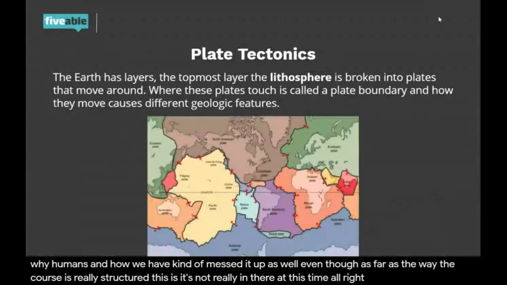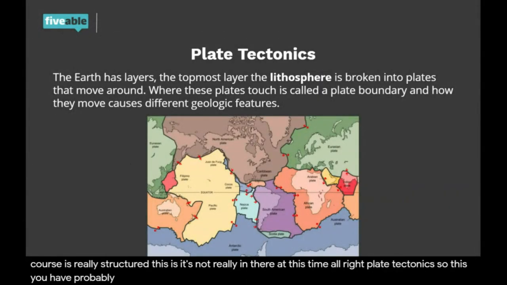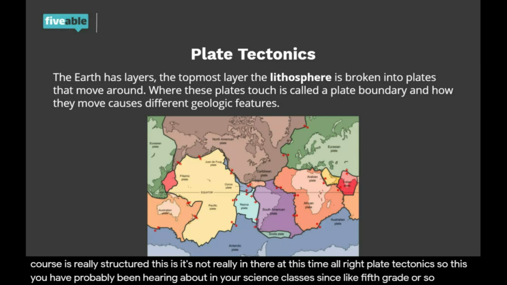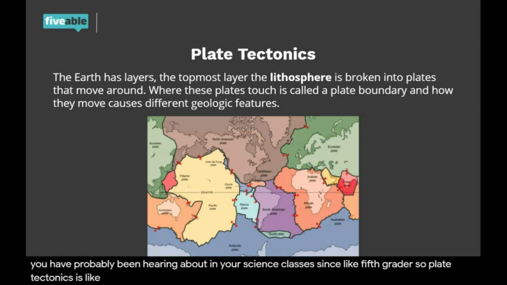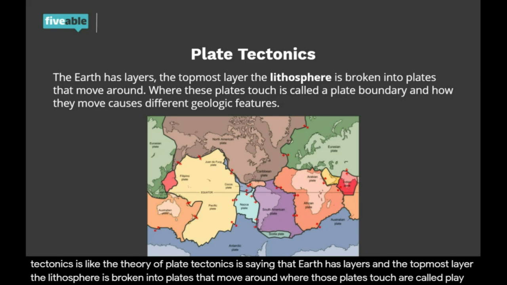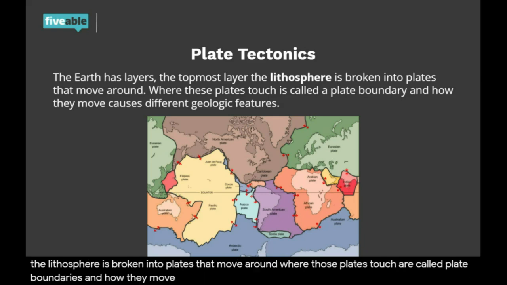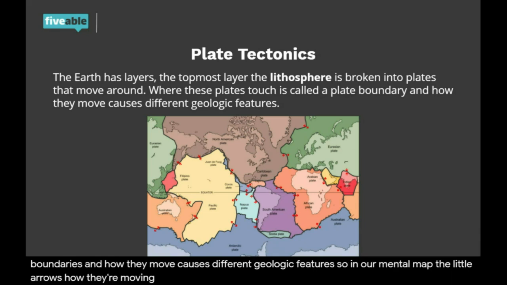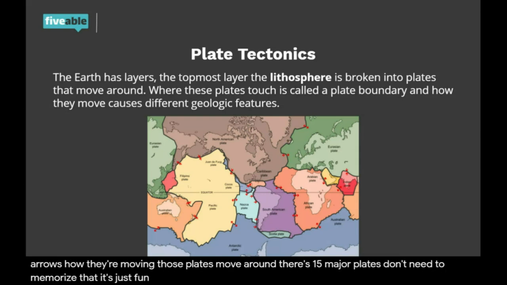All right, plate tectonics. You have probably been hearing about this in your science classes since like 5th grade or so. The theory of plate tectonics says that Earth has layers, and the topmost layer, the lithosphere, is broken into plates that move around. Where those plates touch are called plate boundaries, and how they move causes different geologic features. So in our little map there, you can see the little arrows, how they're moving. Those plates move around. There's 15 major plates. Don't need to memorize that. That's just a fun fact.